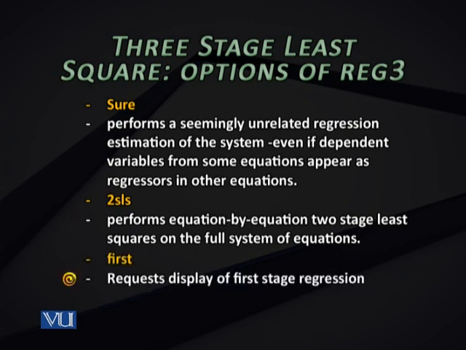Another option is first. If you specify first, you are requesting a display of the first stage regression, the regression results in the first step, which we have performed in 2SLS as well and in three-stage least squares. So you can use these options with 2SLS also. You can use 2SLS and first at the same time.